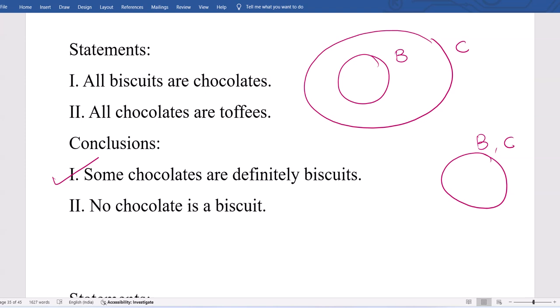No chocolate is biscuit? No, chocolate and biscuit are connected. There is a connection. We cannot say no chocolate. See, the second statement is regarding toffees. In the conclusion, toffees are not at all in the discussion. It's a waste of time. The second statement is not at all required. Only with the first one we can decide. All biscuits are chocolates, then definitely I can say some chocolates are biscuits. There is a connection between chocolate and biscuit.